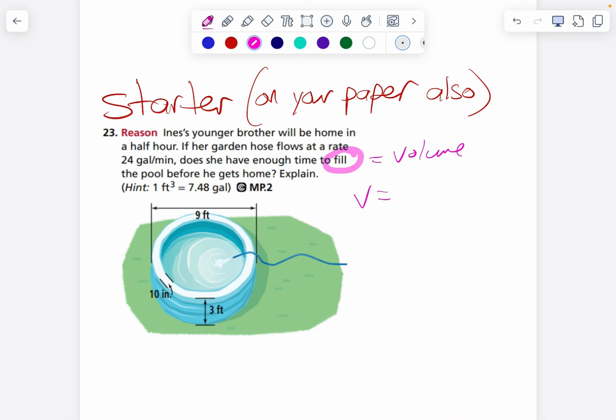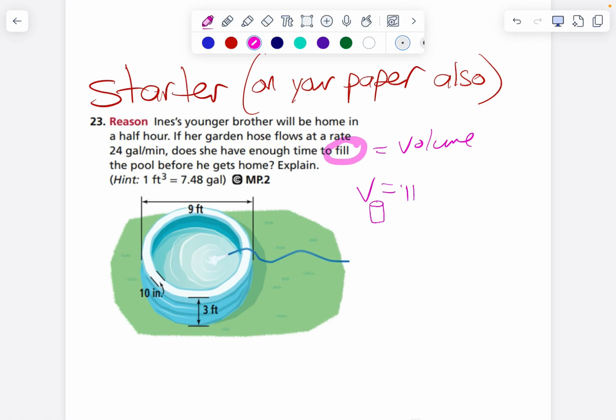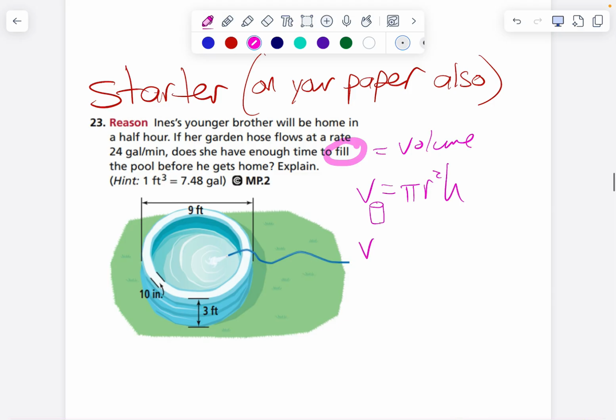What's the equation for volume of a cylinder? That's for a prism, specifically a rectangular prism. Because think about it, on a cylinder we only have height and a diameter or radius. We don't have a length and a width. So what was it? Pi r squared times height. Good.